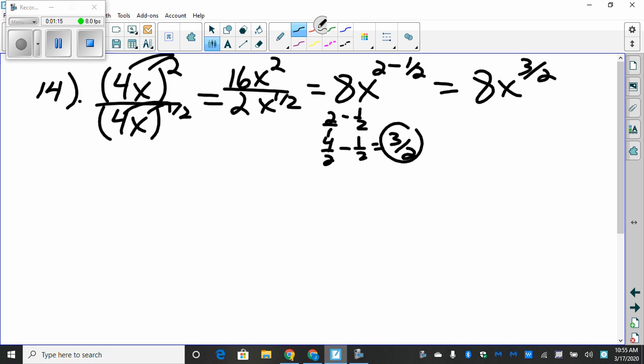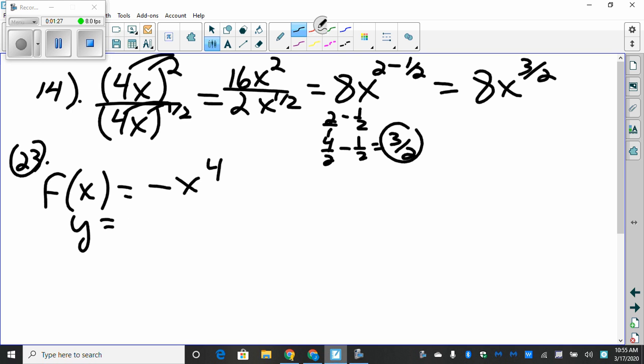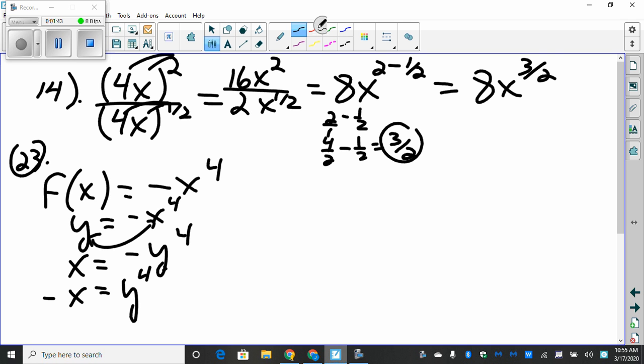The other one was this one, 23, where it said f of x is equal to negative x to the 4th, and you're supposed to find the inverse. Well, of course, we just set y equal to negative x to the 4th. How do we find an inverse? We switch x and y. x equals negative y to the 4th. Now I got to solve for y. So I'm going to divide out the negative. So I'll have negative x is equal to y to the 4th.